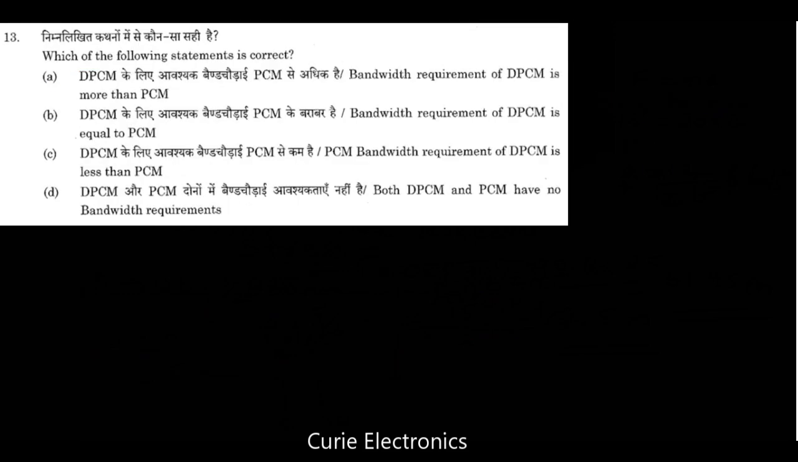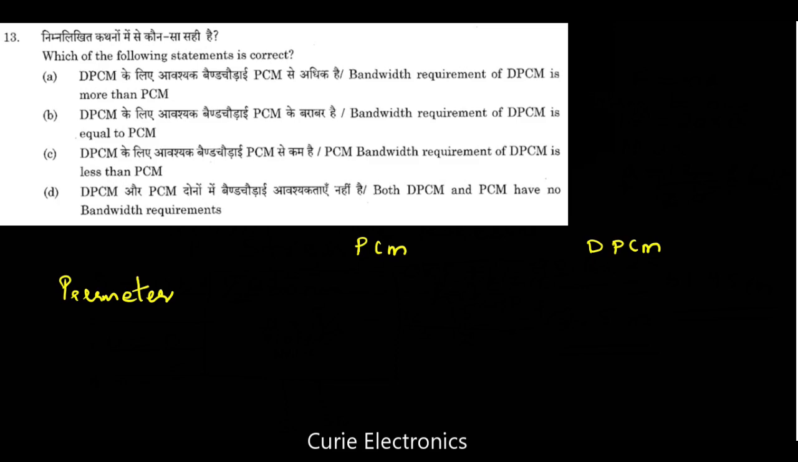Which of the following statement is correct? It is based on the bandwidth. Now let's quickly compare what we have: PCM and DPCM. Let me write a parameter here. At least 1 or 2 parameters we will compare. Otherwise, solving this question paper is not useful, because very rarely these questions repeat. We have to learn the concepts surrounding the questions.